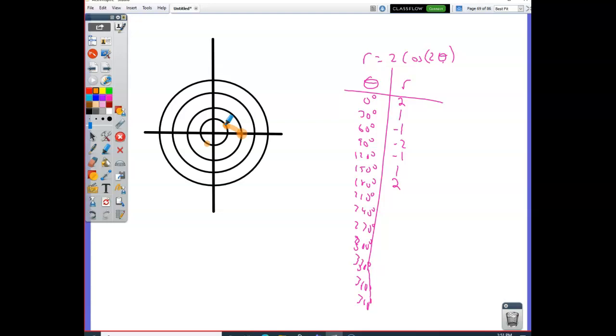Mr. Cassini, do you have a solution for this? How can I figure out what happened in the middle between 30 degrees and 60 degrees? Maybe just keep graphing points. Let's graph 45, shall we? 2 times 45 degrees is what? 90 degrees. Cosine of 90? 0. 2 times 0? 0. So 45 degrees gives me 0. So in between, I have a 0.